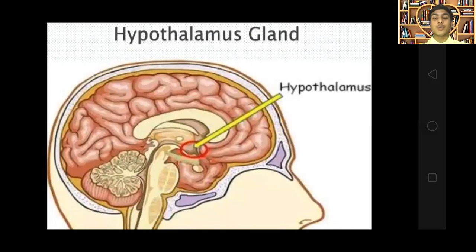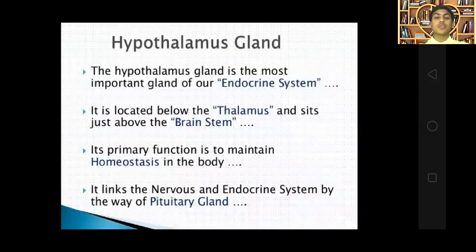Where is the hypothalamus situated? Hypothalamus is situated in the basal part of the diencephalon. It is also known as the master gland. The hypothalamus is the most important gland in the endocrine system. It is located below the thalamus and just above the brain stem. Its primary function is to maintain homeostasis in the human body.